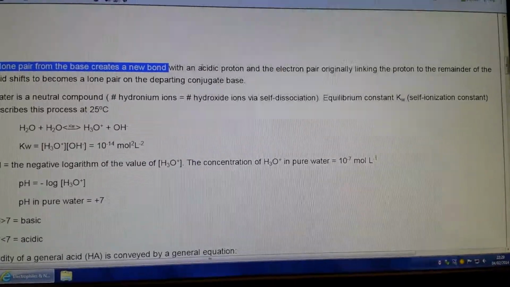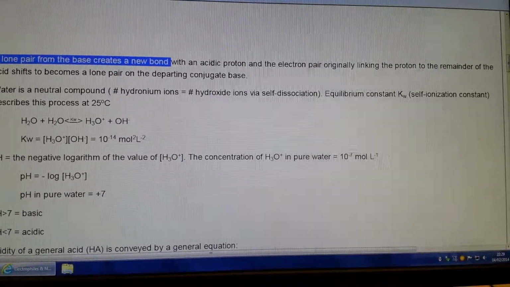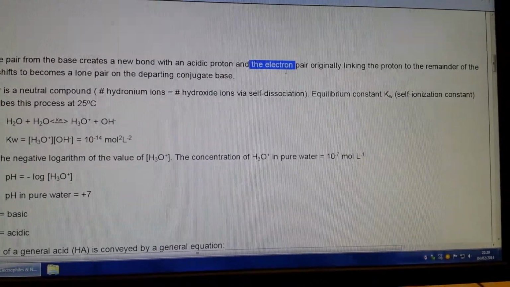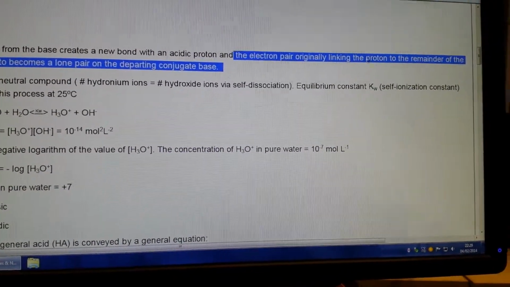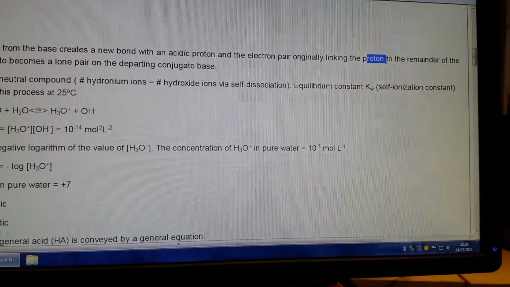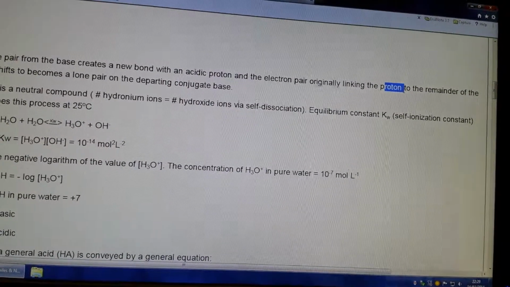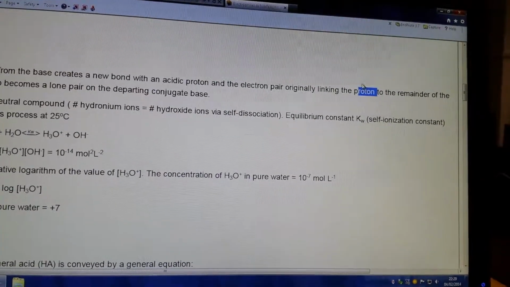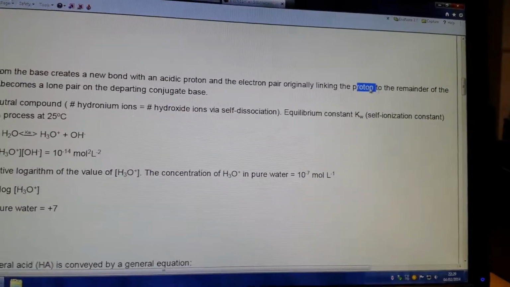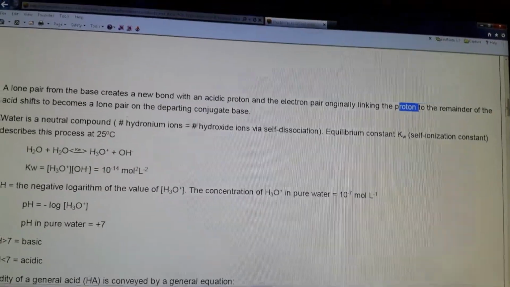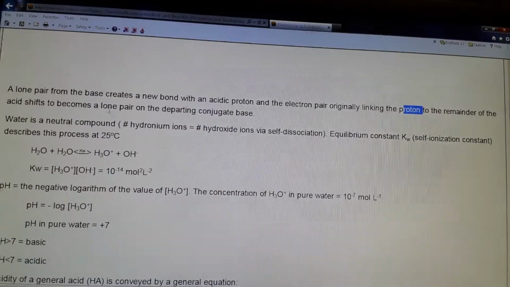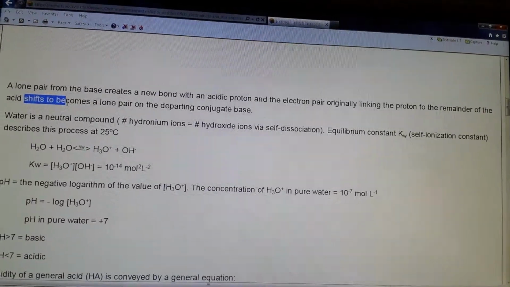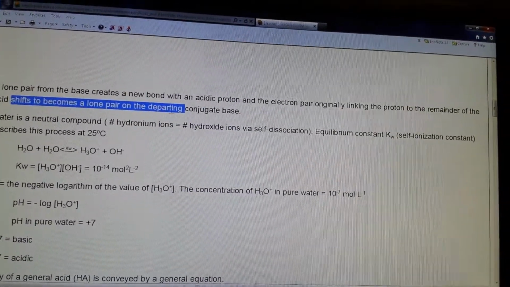So the base forms a bond with the proton from the acid, using those lone pair electrons. And the electron pair originally linking to the proton, there would be electrons which were originally linked to the proton, because the proton was bonded to something. It was bonded to the acid. So those electrons, which were originally linking the proton to the remainder of the acid, shift to become a lone pair. So whatever part is left of the acid, those would be the electrons, and they become a lone pair on the departing conjugate base.